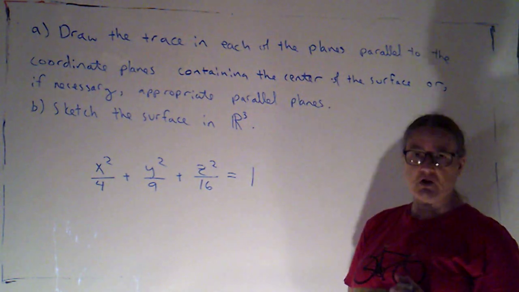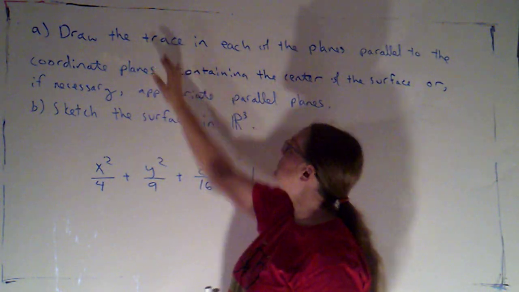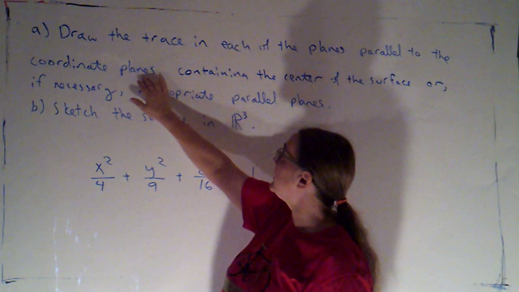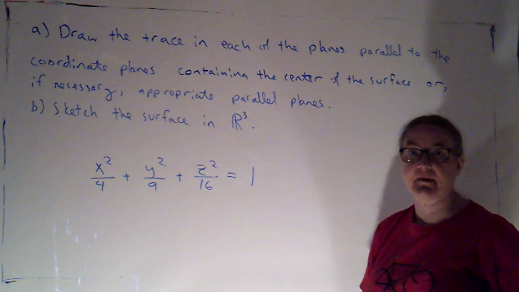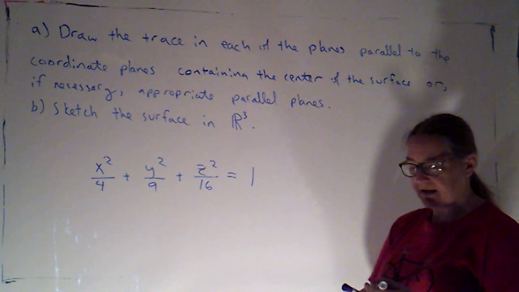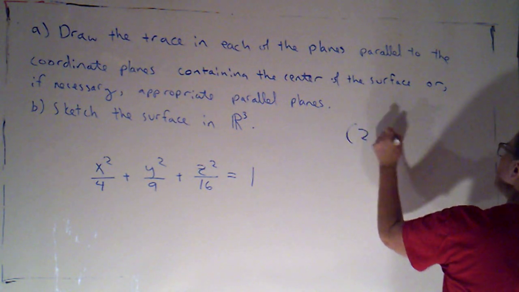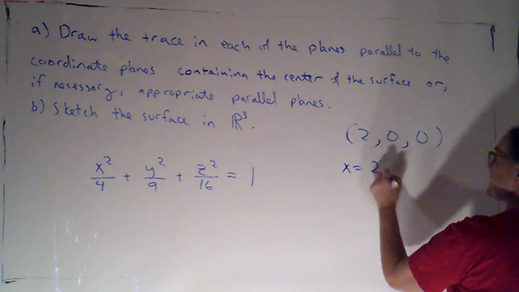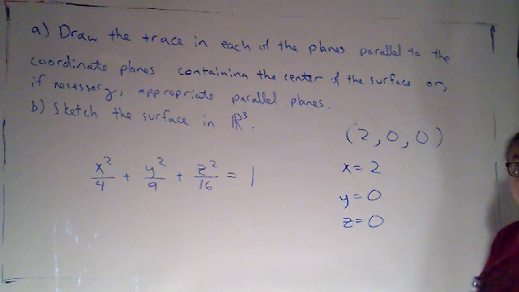I'm asking you to do two things. First of all, I'm asking you to draw the trace, or the cross-sectional curve, in each of the planes parallel to the coordinate planes containing the center of the surface. Okay, so that's going to be 3 planes. If the center of my surface was (2, 0, 0), I'd be concerned about the planes x equals 2, y equals 0, and z equals 0.